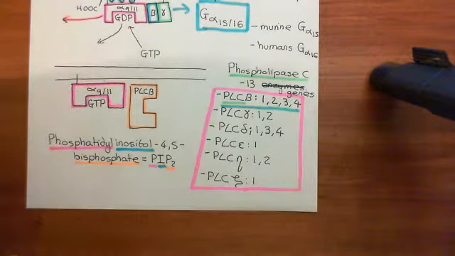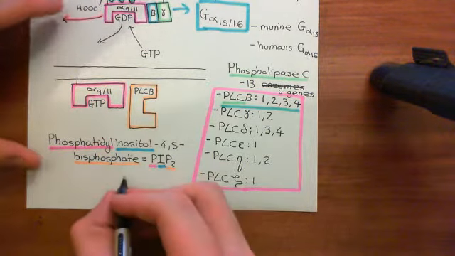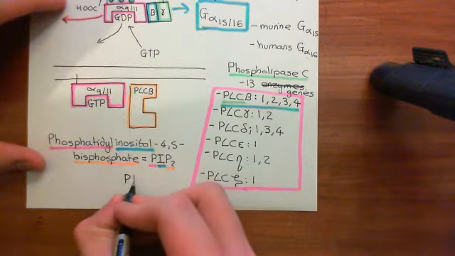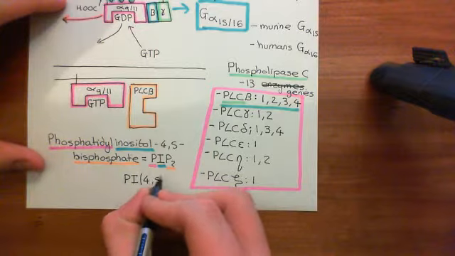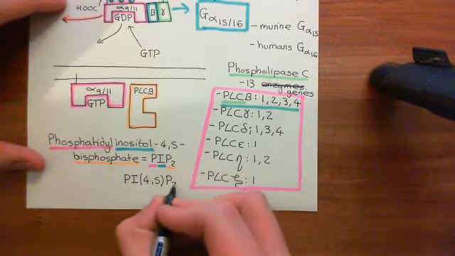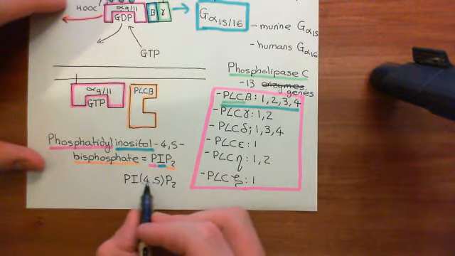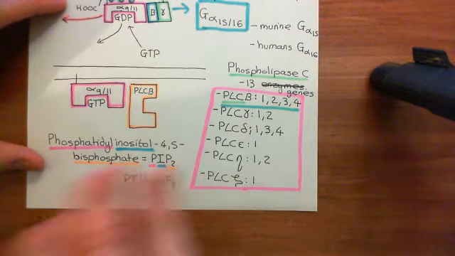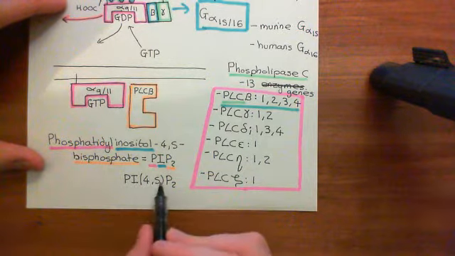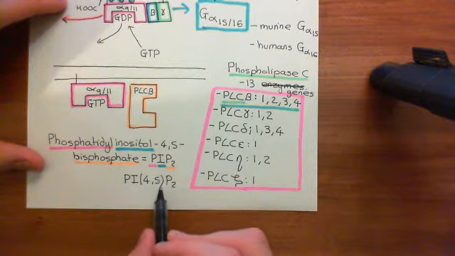Now, if people are being very correct, what they will instead abbreviate this to is PI, and then they'll put brackets 4,5P2, so that they show you which carbons of the inositol ring, and if you don't know what that means, I'll tell you in a moment, which carbons the 2 phosphates actually come off.